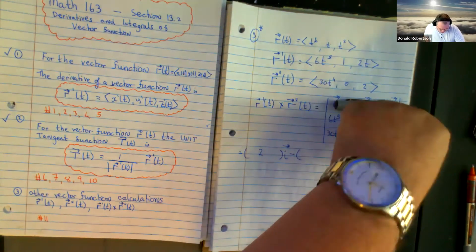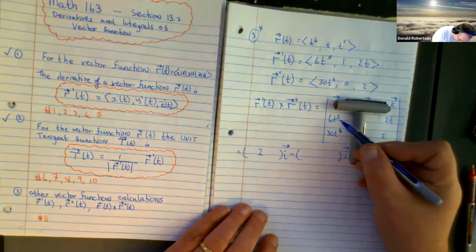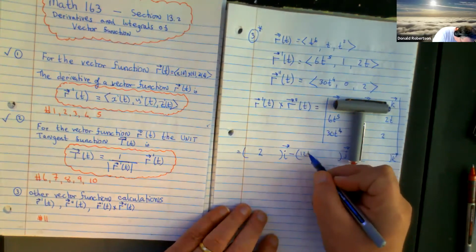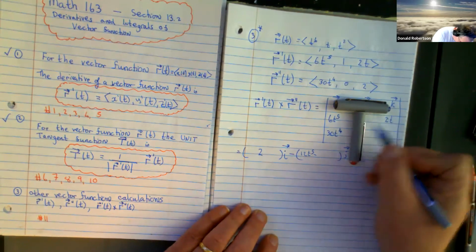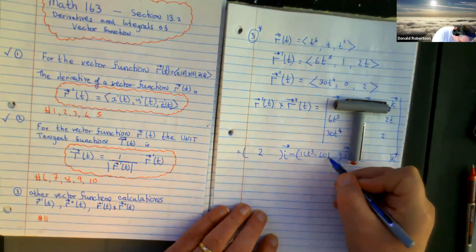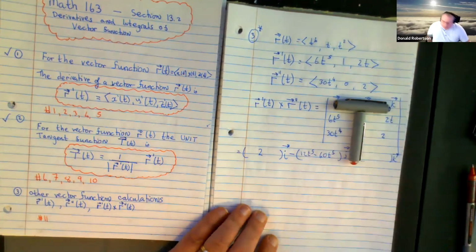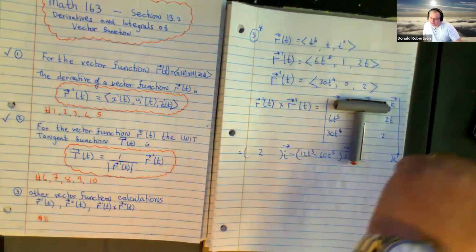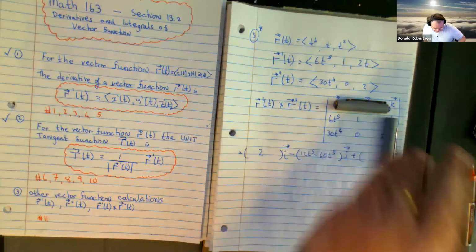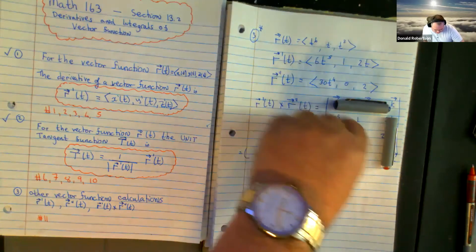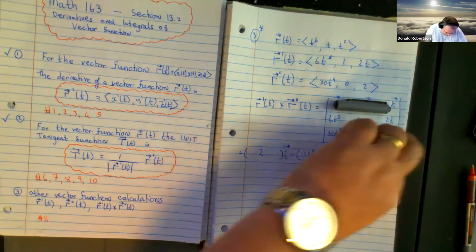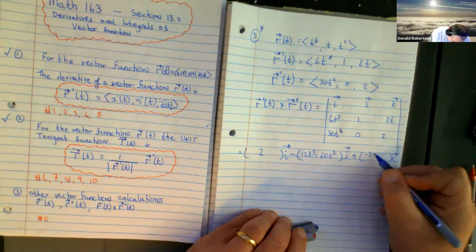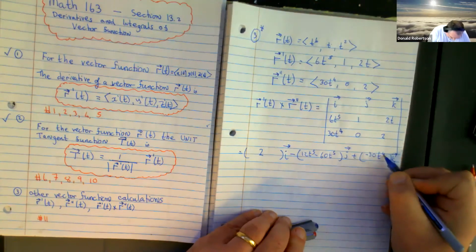Major diagonal, take away minor diagonal. The major diagonal is 12t to the 5. Take away the minor diagonal is take away 60t to the 5. Are you comfortable about that one? Major, take away minor. Then you move over here and major, take away minor is 0, take away that guy, which is negative 30t to the 4.